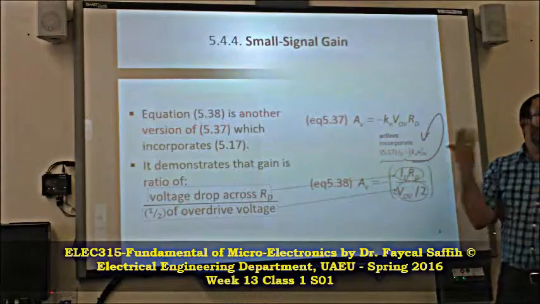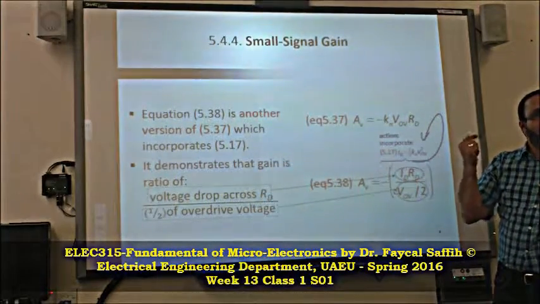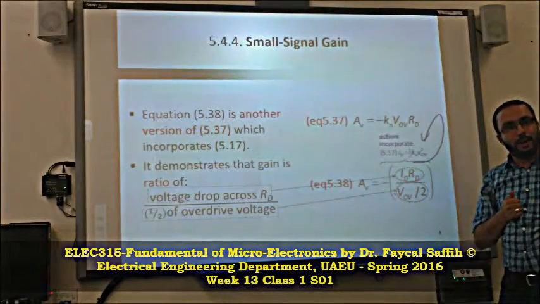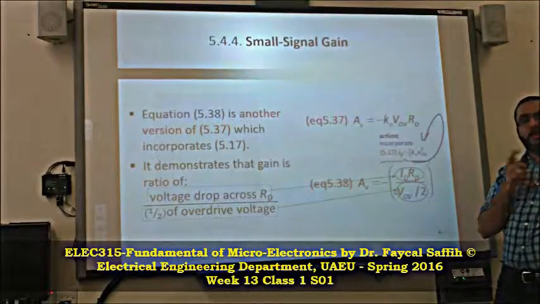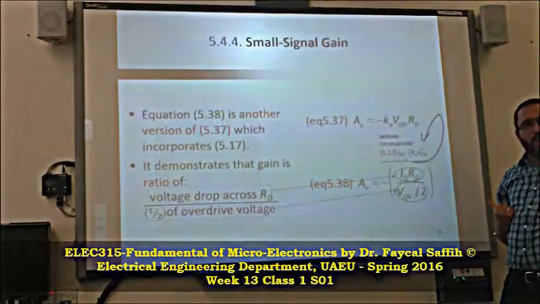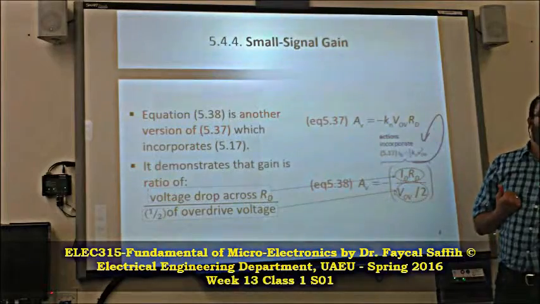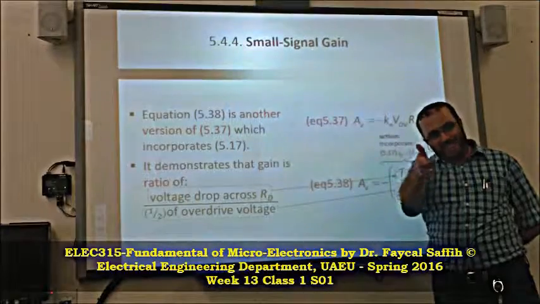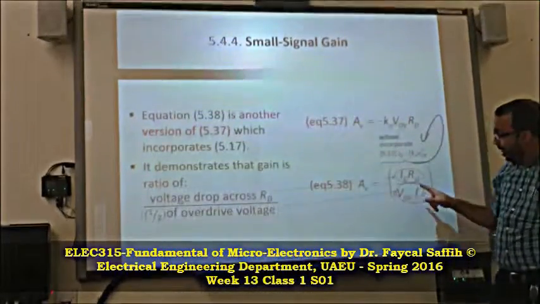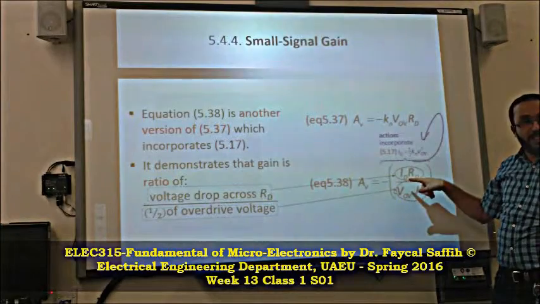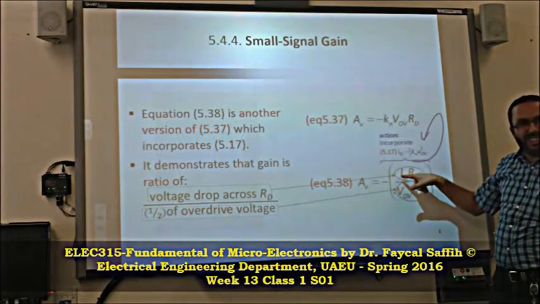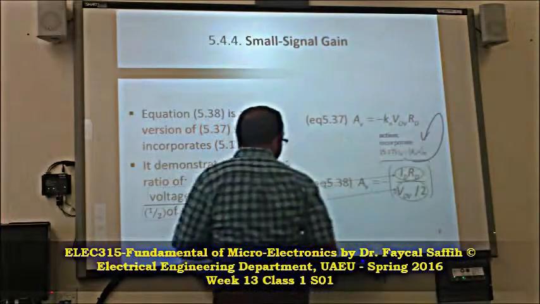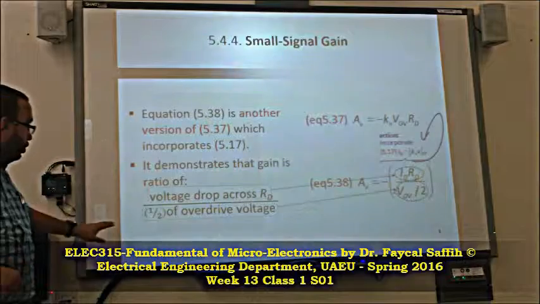See? So if we want to increase the voltage gain, what do we do? We make the voltage drop larger, or we make the overdrive small. But there's a compromise too, because if we reduce the overdrive, we also reduce the current. If we reduce the current, we also reduce the voltage drop. Do you understand what I mean? So they are fighting each other here. If we make this small, ID will also get small. So it's an optimization question here. But this is just to let you observe this.